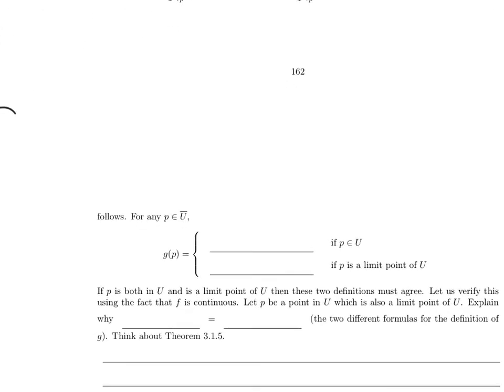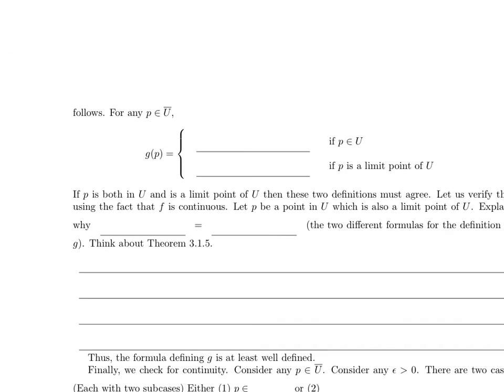Here's the definition that I will use. For any point p in U bar, g of p will be defined as f of p if p is in U. On the other hand, if p is a limit point of U, then g of p will be defined to be the limit as x approaches p of f of x. Nice. So I have this piecewise definition of g. I have one definition when p happens to be in U, and another definition when p happens to be a limit point of U.